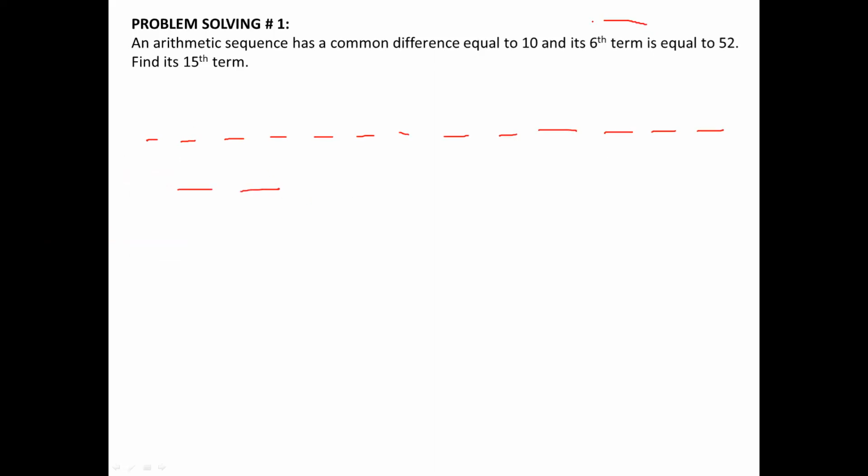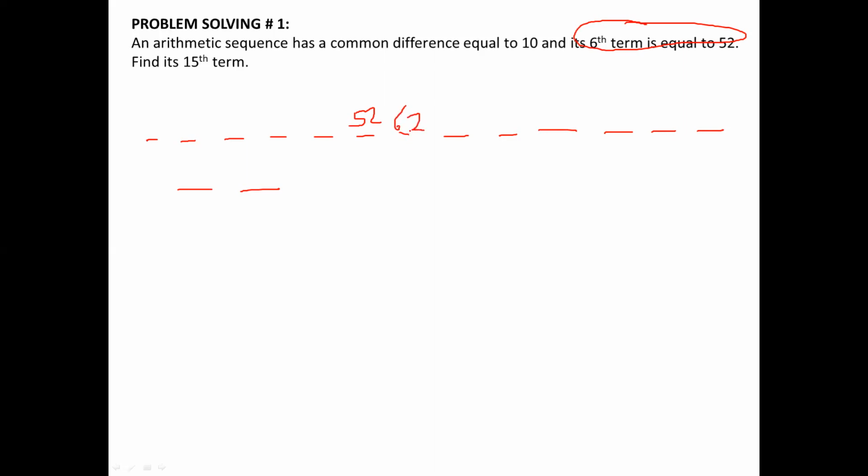Eh, ang pang-anim na term daw, 52. 1, 2, 3, 4, 5, 6, o 52 yan, di ba? Yan, kaso, ang common difference, 10. So, ibig sabihin, para maging common difference is 10, ang pipiliin nating number na kasunod ng 52 is, I think, 62.